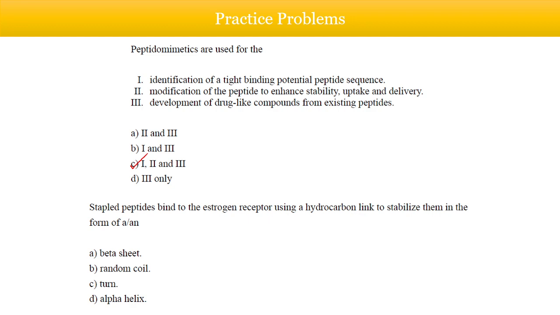Now the next one. The staple proteins bind to estrogen receptor using a hydrocarbon link to stabilize them in the form of what? Turn, alpha helix, random sheet, beta sheet. So peptide inhibitors use a hydrocarbon link to stabilize them in the form of an alpha helix, that is known as your staple peptide. And shape complementarity is basically required for the protein to interact with your peptide over here. So you require an alpha helix to do that.